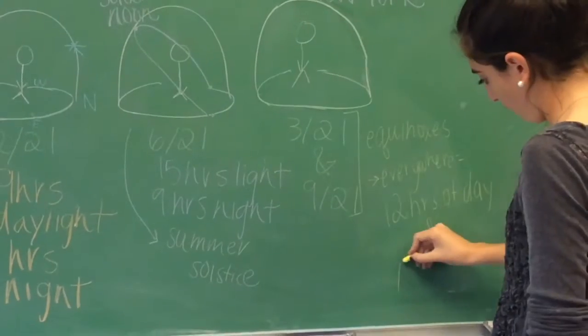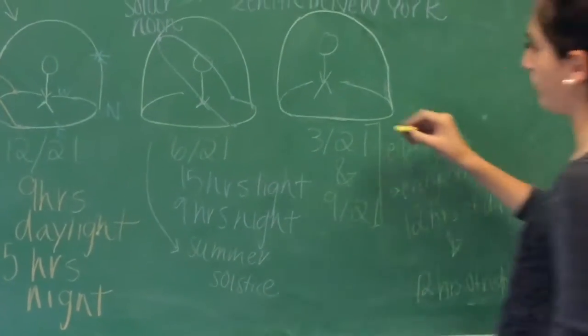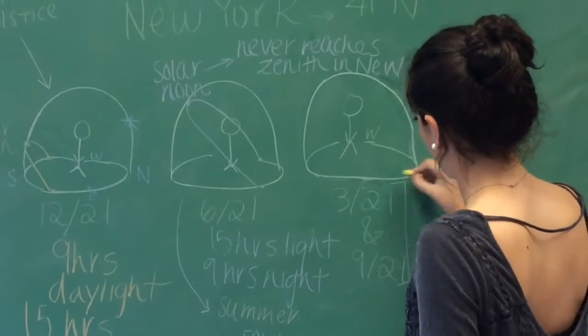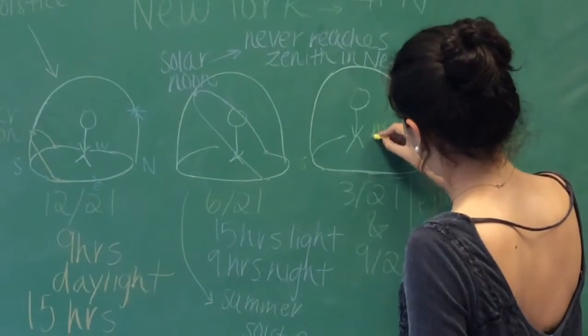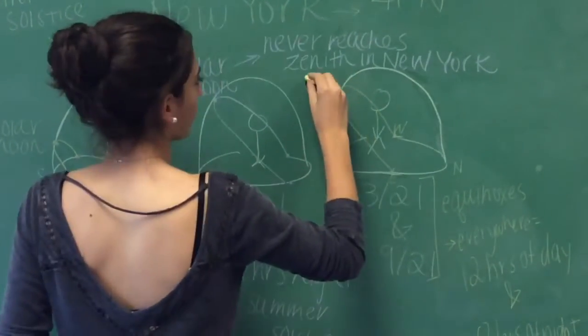Around the globe, on an equinox, there are equal amounts of day and night. On 3/21 and 9/21, the sun rises due east and sets due west.